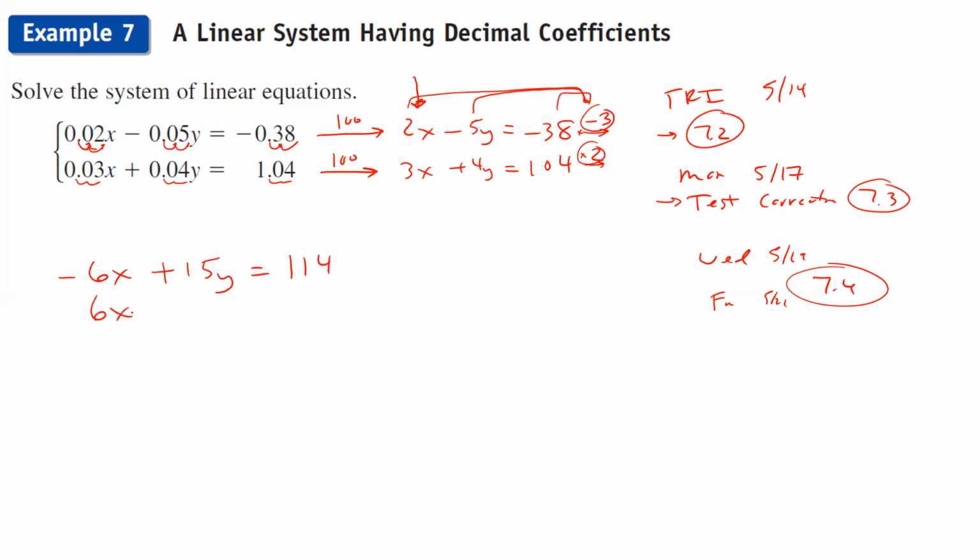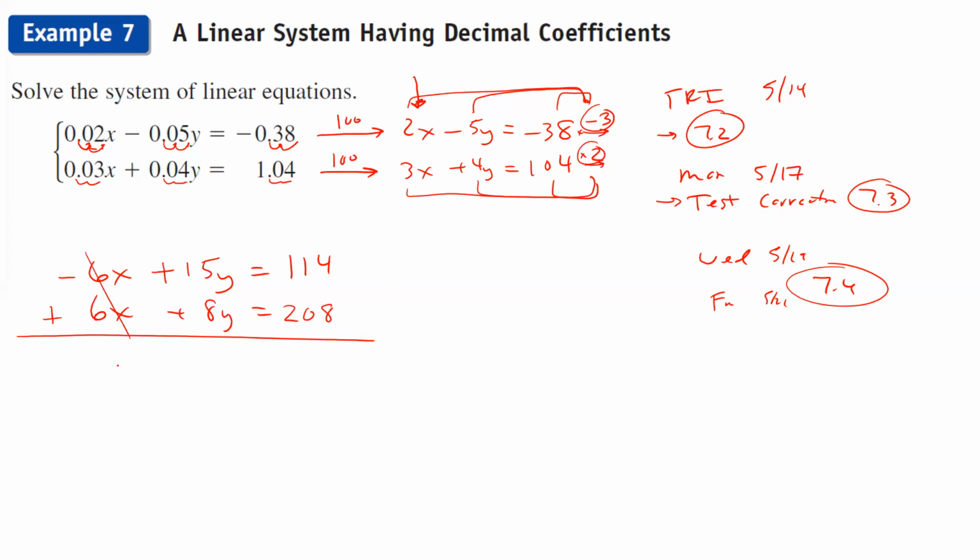Okay. 3 times 2 is 6x. 4 times 2, that's going to be 8y. And then 104 times 2. I think I can do that. That's 208. Boom. Do we have opposites? Yes, we got the x's to be opposites. So boom.